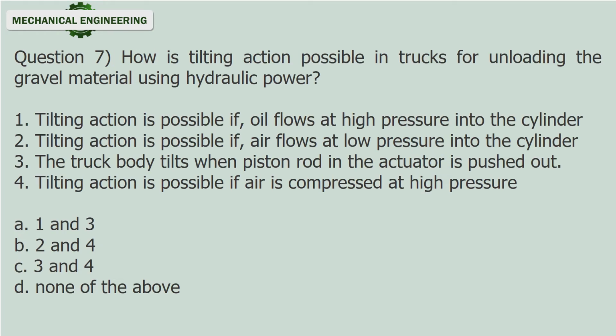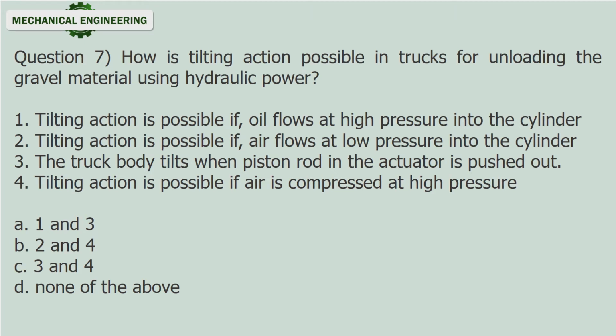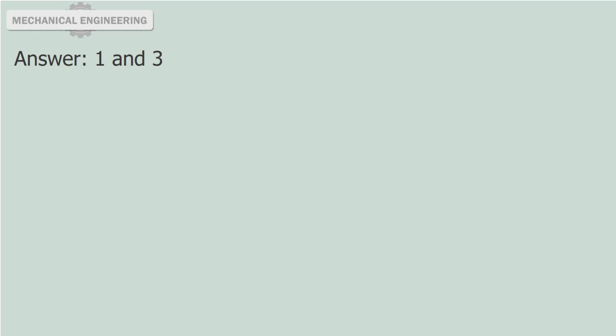Question 7. How is tilting action possible in trucks for unloading the gravel material using hydraulic power? 1. Tilting action is possible if oil flows at high pressure into the cylinder. 2. Tilting action is possible if air flows at low pressure into the cylinder. 3. The truck body tilts when piston rod in the actuator is pushed out. 4. Tilting action is possible if air is compressed at high pressure. A. 1 and 3. B. 2 and 4. C. 3 and 4. D. None of the above. Answer: 1 and 3.